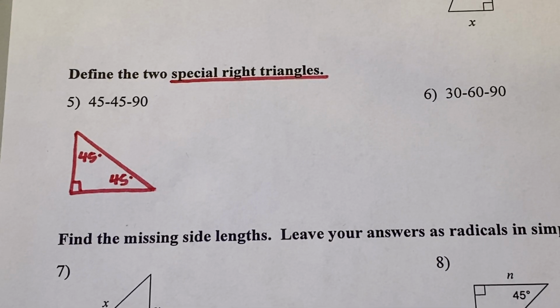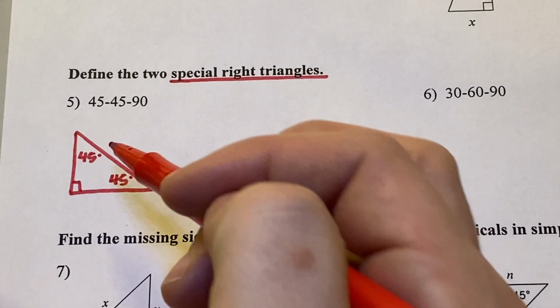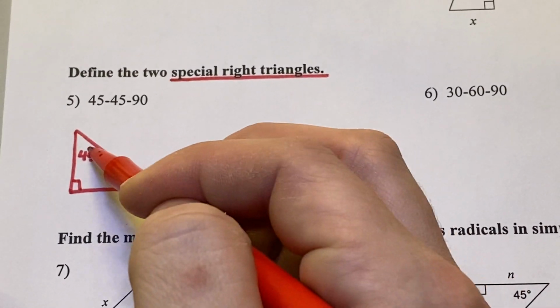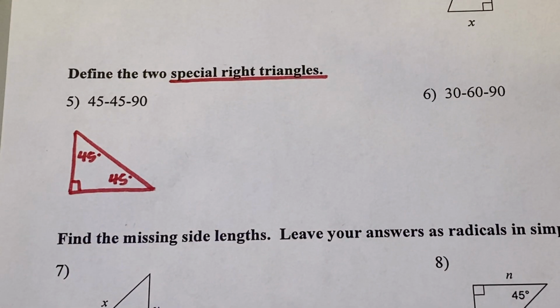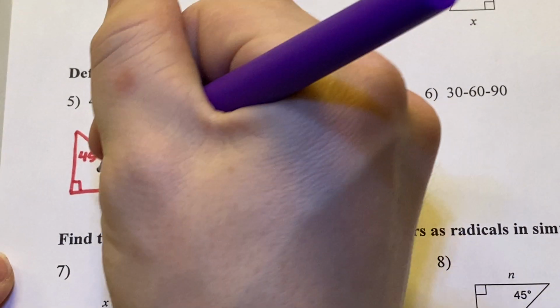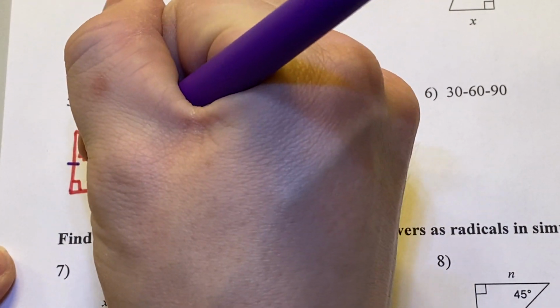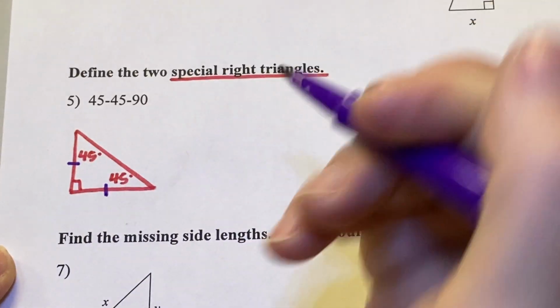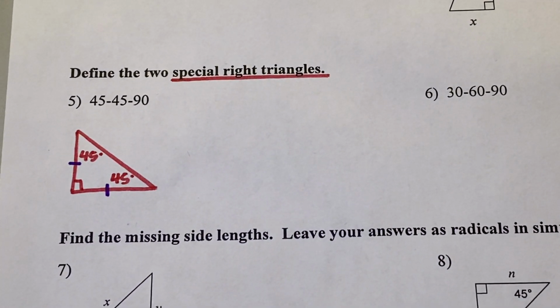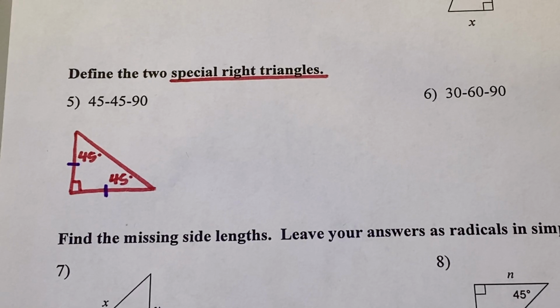Okay, cool. So why do we care? We know that if these angles are the same, 45 is the same as 45, that means their opposite sides are also equal to each other. So that side is equal to that side. Those little dashes mean that they are equal. They'll be the same length, always.